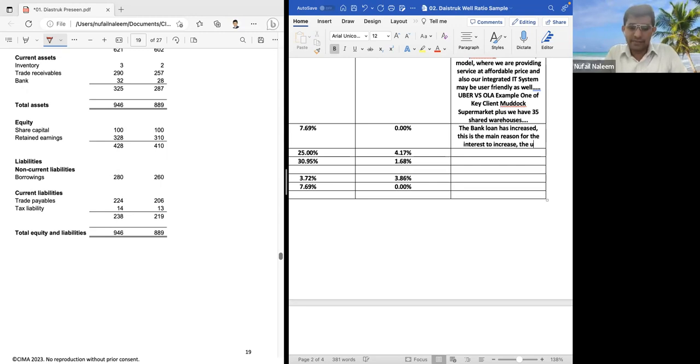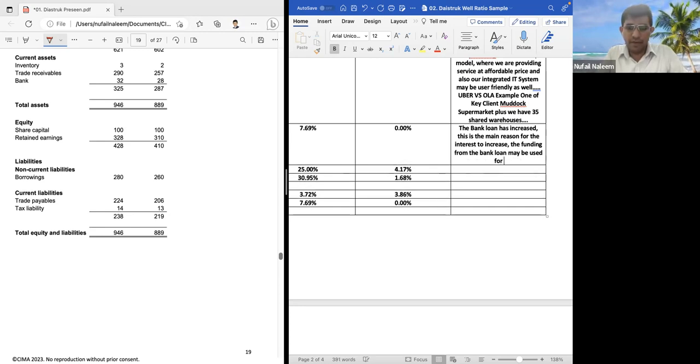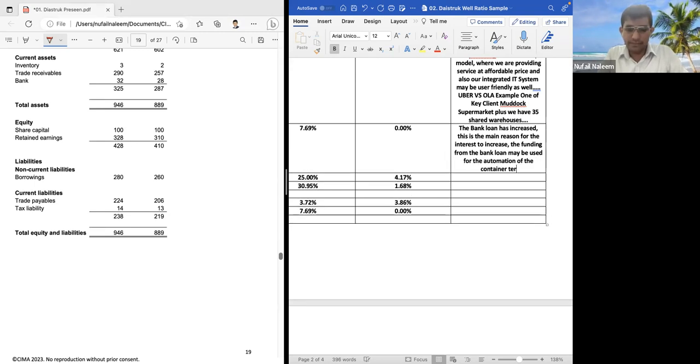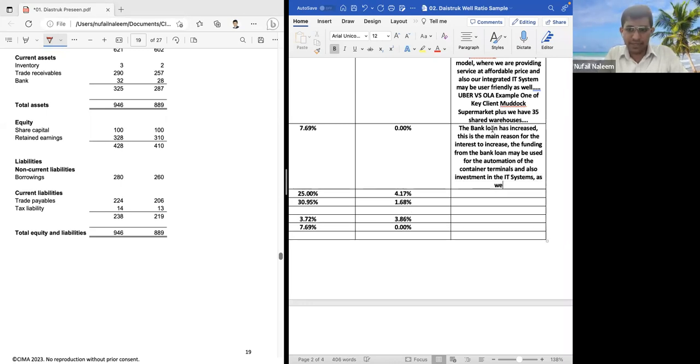The funding from the bank loan may be used for the automation of the container terminals, and also investment in the IT systems as well.